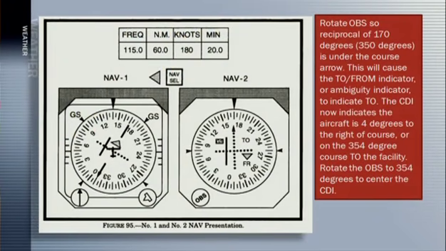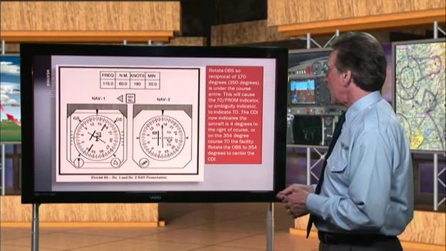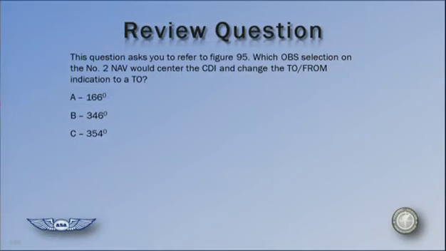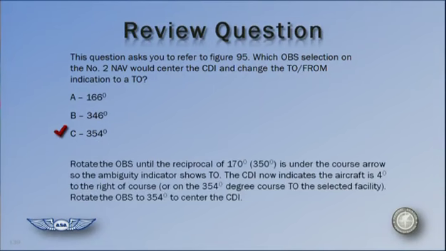Okay, here's nav 2, figure 95. Rotate OBS so the reciprocal of 170 degrees, or 350 degrees, is under the course arrow. This will cause the to/from indicator, or ambiguity indicator, to indicate 2. The CDI now indicates the aircraft is 4 degrees to the right of course, or on the 354 degree course to the facility. Rotate the OBS to 354 degrees to center the CDI. Back to our question, the answer of course then is C.